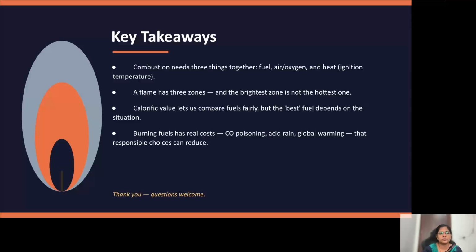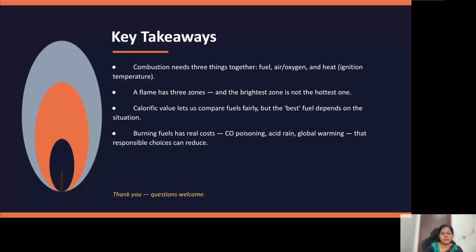Please go through the key takeaways. Combustion needs three things, children. What are they? Fuel, air or oxygen, and heat. And what are the three zones of flame? Do you remember? And what is a calorific value? Burning fuel has real harmful effects, such as carbon monoxide poisoning, acid rain, global warming and more. So we need to reduce it but use it wisely.